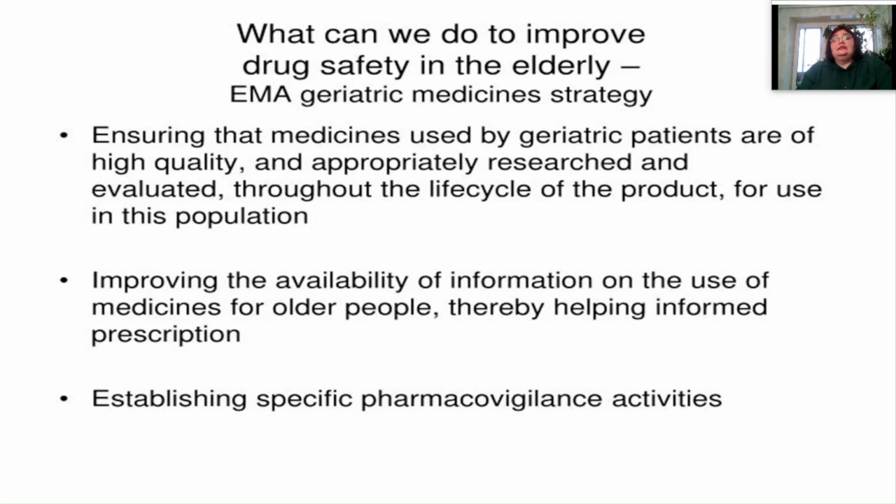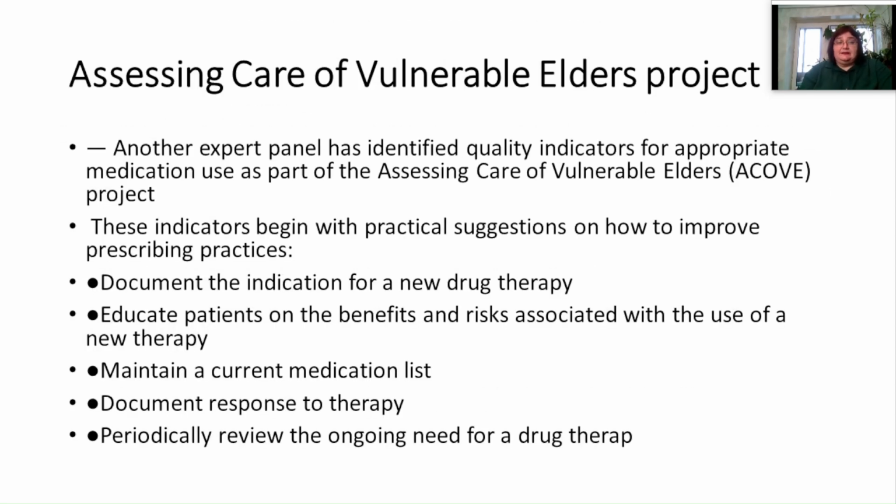What can we do to improve drug safety in the elderly? European Medicines Agency Geriatric Medicines Strategy: ensuring that medicines used by geriatric patients are of higher quality and appropriately researched and evaluated throughout the life cycle of the product for use in the population. Improving the availability of information on the use of medicines for older people, thereby helping inform prescription. Establishing specific pharmacovigilance activities. Assessing Care of Vulnerable Elders projects.